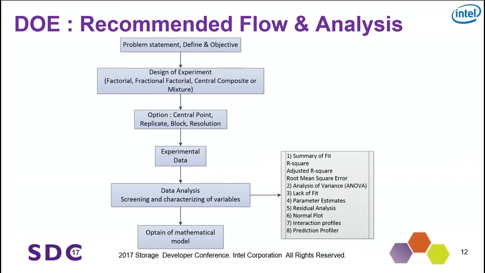Then we can get into the design of experiment. There is full factorial and fractional factorial. I'm not going to cover central composite here, because the study today has nothing to do with response surface modeling. After that, you have the option to add center points, replicates, blocks, and resolution. I know you don't understand what they mean, but they help make a more valid output. Then you collect your data. After that, you do the data analysis.